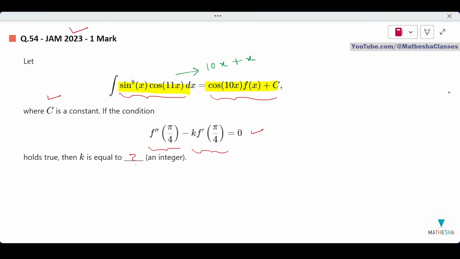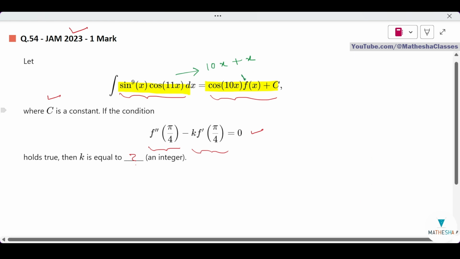So first we'll express 11x as 10x plus x, and then we'll use the formula of cos a plus b is equal to cos a cos b minus sin a sin b. So in course of doing this, we'll get to see that some part of integration will get cancelled, and we'll be able to get the result in the form of cos 10x fx. Let us do this.